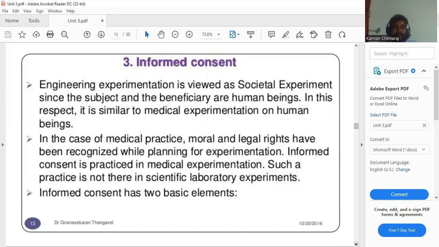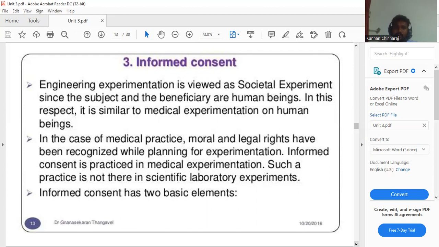Third one is informed consent. Engineering experimentation is viewed as social experiment since the subject and the beneficiary are human beings. In this respect, it is similar to medical experimentation on human beings. In the case of medical practice, moral and legal rights have been recognized while planning for experimentation. Informed consent is practiced in medical experimentation. Such a practice is not there in scientific laboratory experiments.